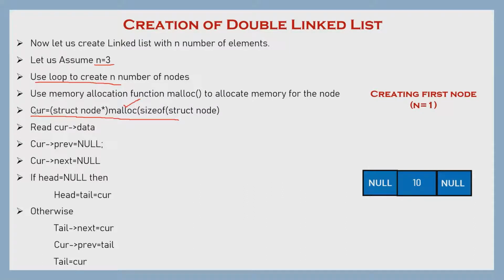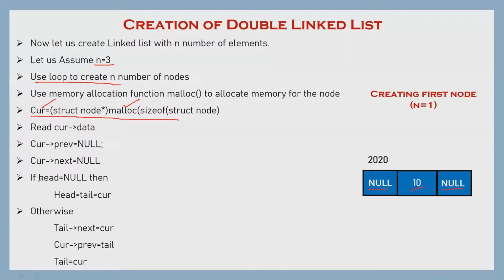We are going to give the name current. After that, we are going to read the current data. Here we take the current data as 10. Next, current previous is null and current next is null. Now we are going to check the condition whether the linked list is empty. Initially the linked list does not contain any element, so the linked list is empty.